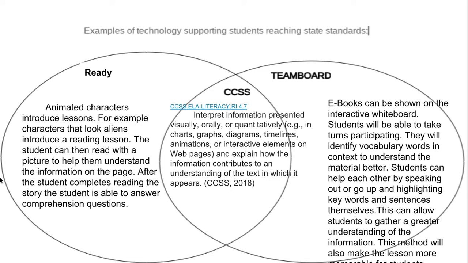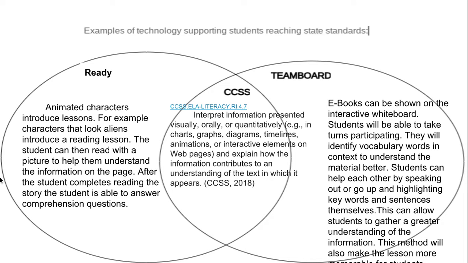So this is an example of technology supporting students reaching these state standards. I put an example of this Common Core state standard. It's talking about the student being able to interpret information presented visually, orally, or quantitatively. And it gives an example: charts, diagrams, web pages, animations. And for them to be able to explain the information and how it contributes to the text.